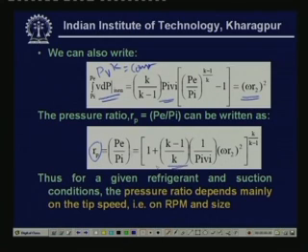Okay. And you can see that for given inlet conditions Pi and Vi, and for a given refrigerant, that means let us assume that k is constant, you find that the pressure ratio depends purely on the rotational speed of the impeller and the impeller diameter. Okay. So, that is how we established a relationship between the power and the pressure ratio with the impeller parameters. Okay. That is the whole objective of this analysis.